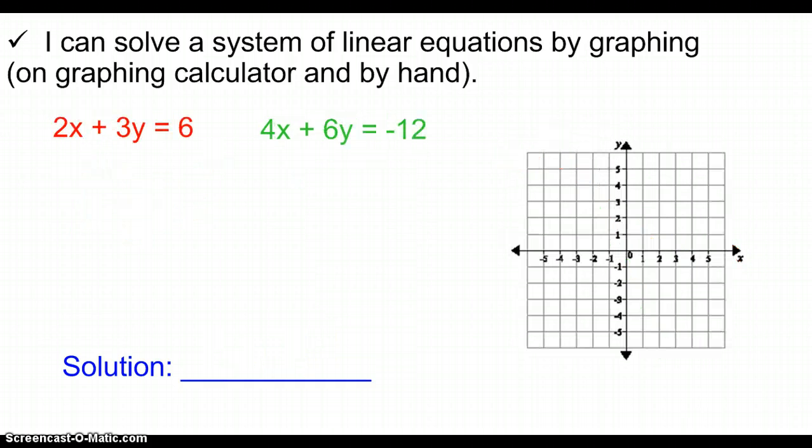Taking a look at a second example, if we solve these 2 equations for slope-intercept form, 2x plus 3y equals 6. If we convert this to slope-intercept form, that would eventually become y equals negative 2/3 x plus 2. So graphing that, positive 2, down 2 to the right 3, down 2 to the right 3, up 2 and left 3, and graphing that line.